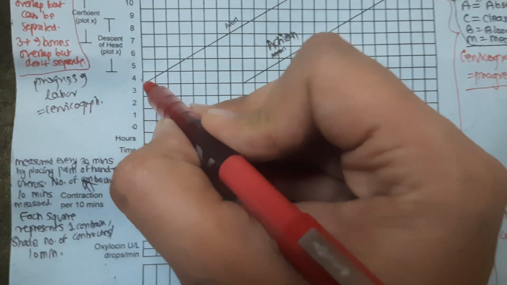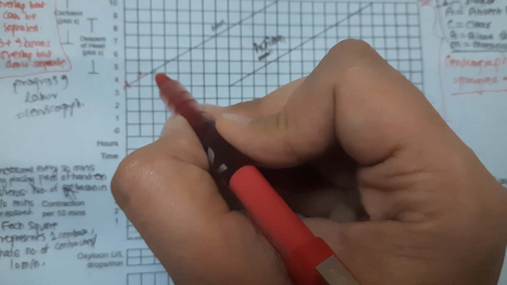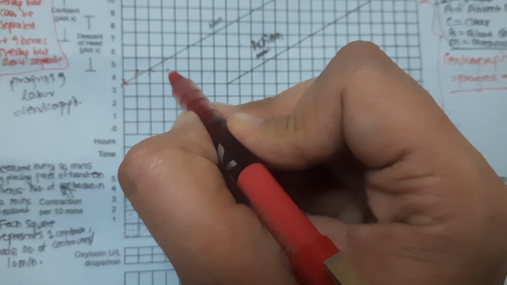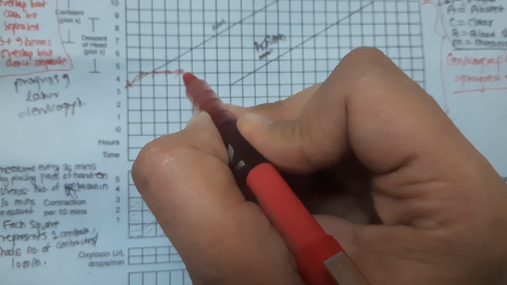It begins at 4, and suppose we have to measure it every hour. And suppose if the condition moves like this, then we have to plot the graph accordingly, and we have to assess the condition.